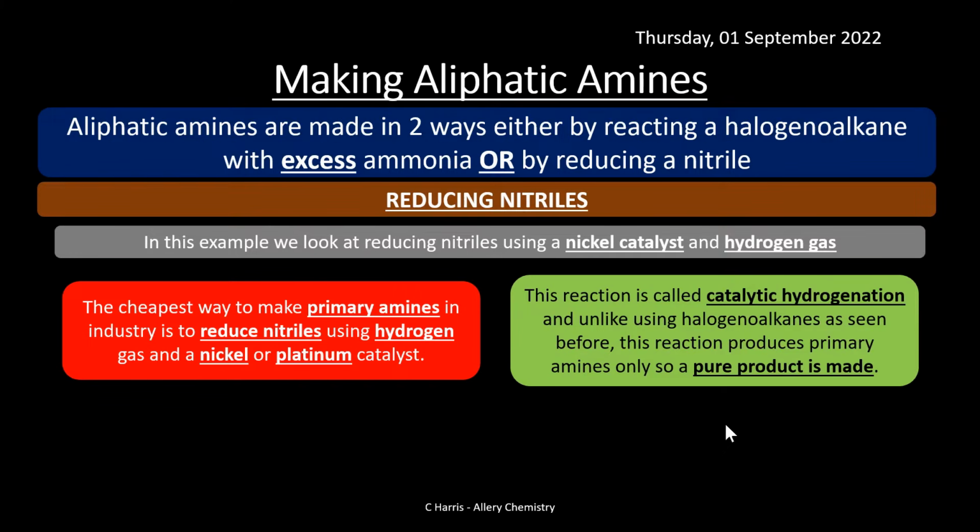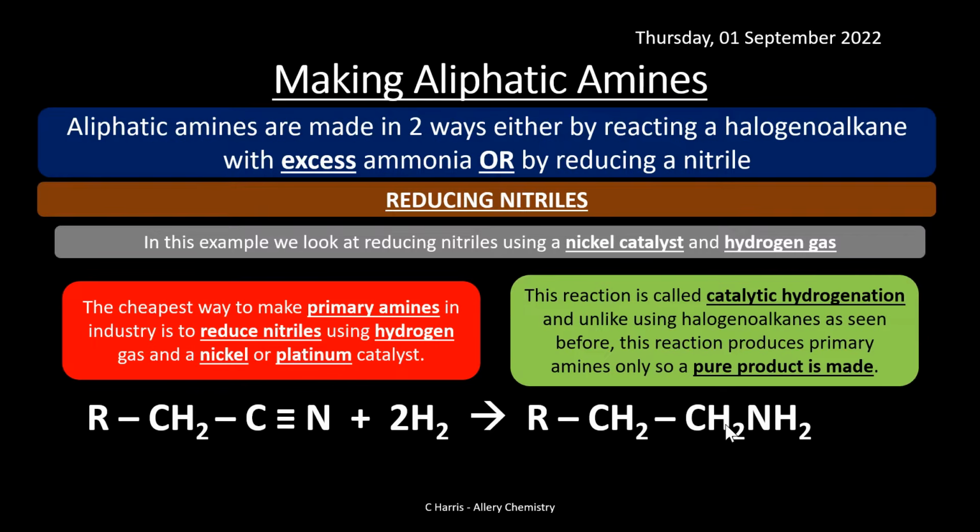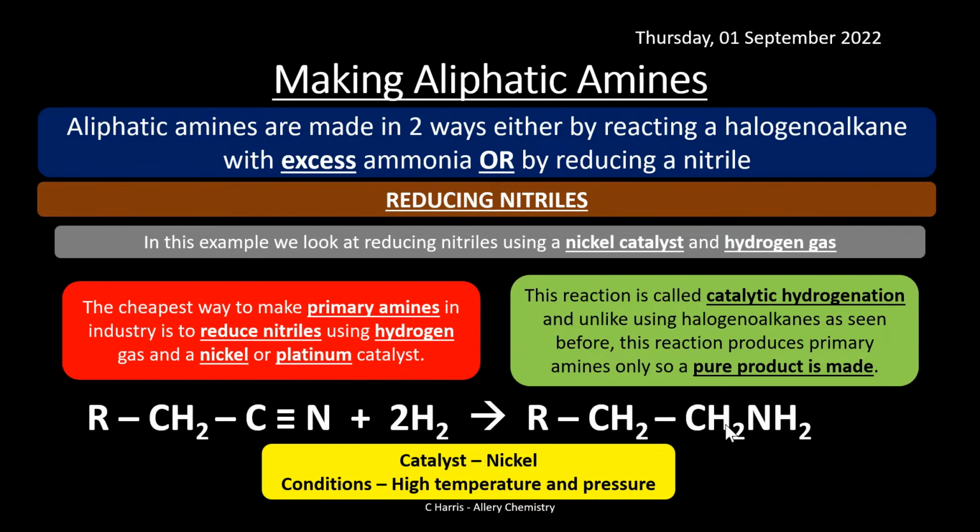Unlike using halogenoalkanes, like we've seen before, this reaction produces primary amines only. So we're not getting secondaries, tertiaries or quaternaries, or any impure products. If you are making primary amines, this is the reaction we need to use rather than the other one. And here's the reaction. You've got your nitrile, which is CN. That reacts with hydrogen, as you can see there, using your catalyst, high temperature and pressure, and then we form our primary amines. You don't get any other impurities formed.